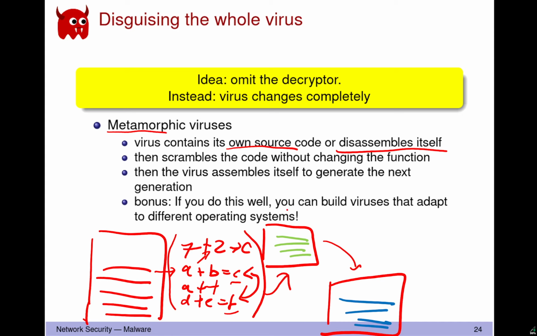Also, if you do it well, you can adapt to different operating systems. You can take into account environmental options. If you're on a specific CPU, you could try to leverage dedicated instructions that only that CPU offers. So you can really optimize your code also to be running on specific CPUs, which are then even more difficult to generalize for the antivirus software. So this is quite difficult.